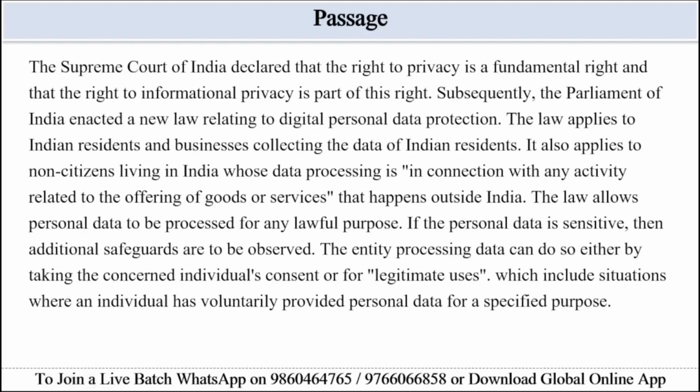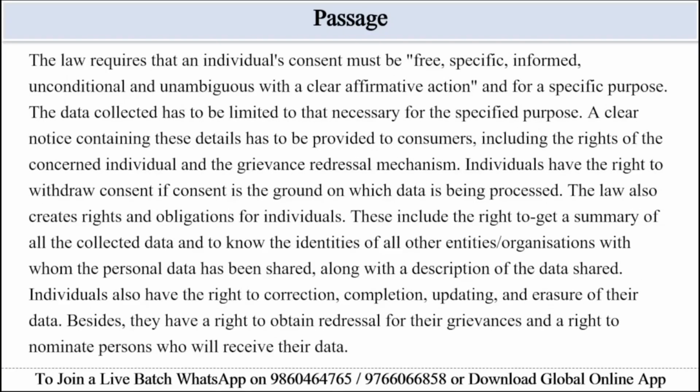The law allows personal data to be processed for any lawful purpose. If the personal data is sensitive, then additional safeguards are to be observed. The entity processing data can do so either by taking the concerned individual's consent or for legitimate use, which includes a situation where an individual has voluntarily provided personal data for the specified purpose. The law requires that an individual's consent must be free, specific, informed, unconditional, and unambiguous, with a clear affirmative action, and for a specific purpose.